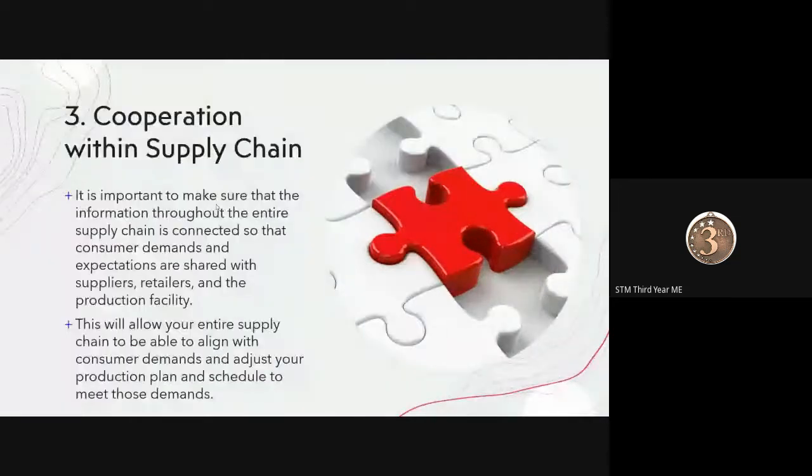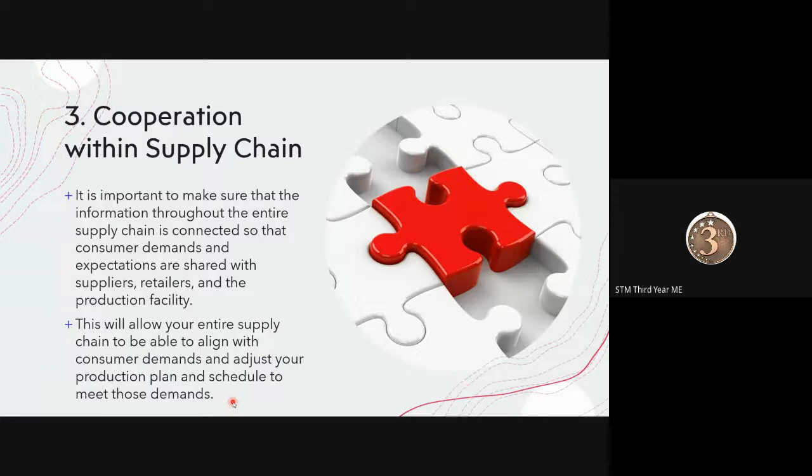Okay, thereby we are keeping the demand alive by means of a small advertisement given to the consumer. This will allow your entire supply chain to be able to align with the consumer demands and adjust your production plan and schedule to meet those demands. So once this is being done, we are setting certain rules or certain production schedules to keep the demand alive.